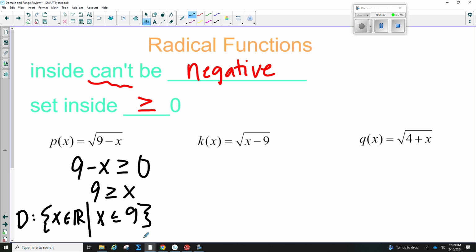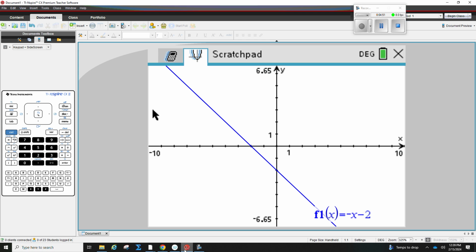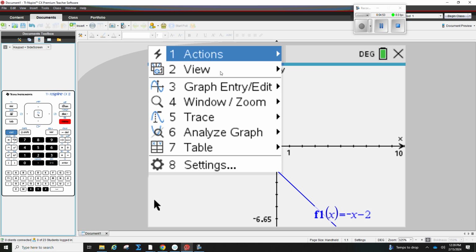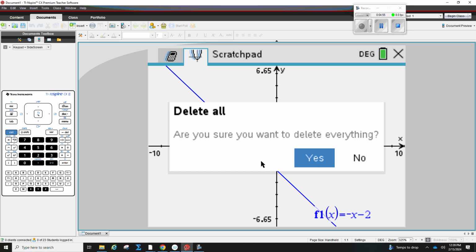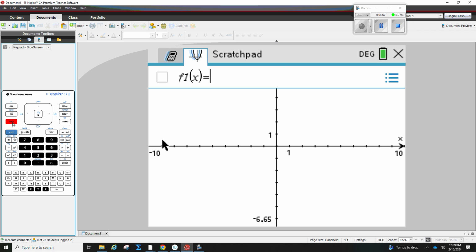I'm going to show you one graph, okay, of these just because I think it's cool. All right, menu, let me clear this one, delete all, yes, delete it, press the tab button, and I'm going to do the square root of, I already forgot what it was.